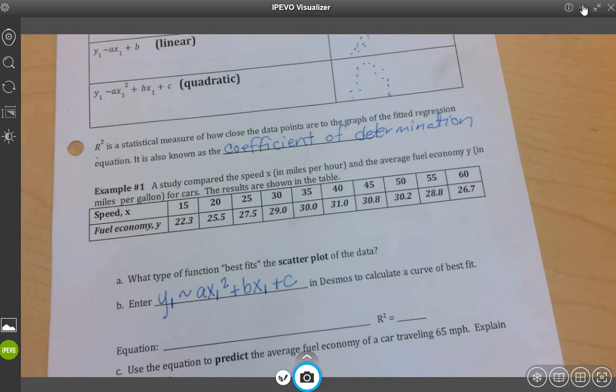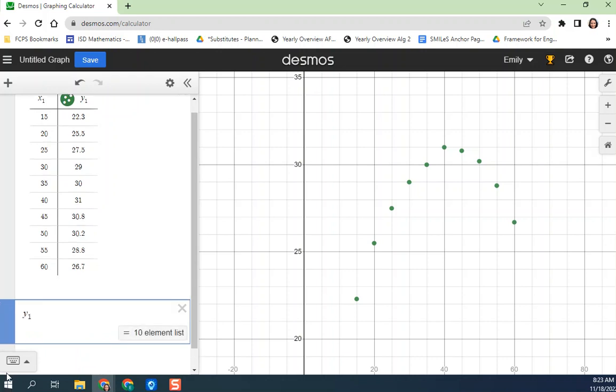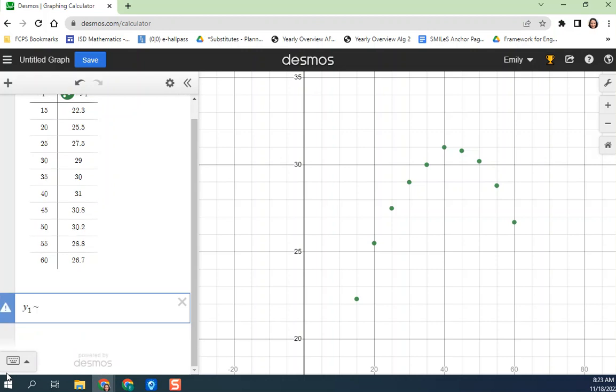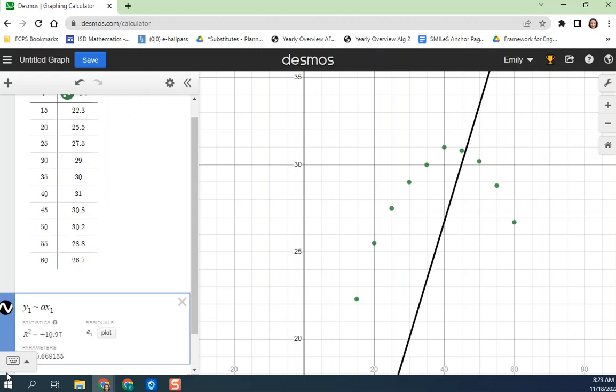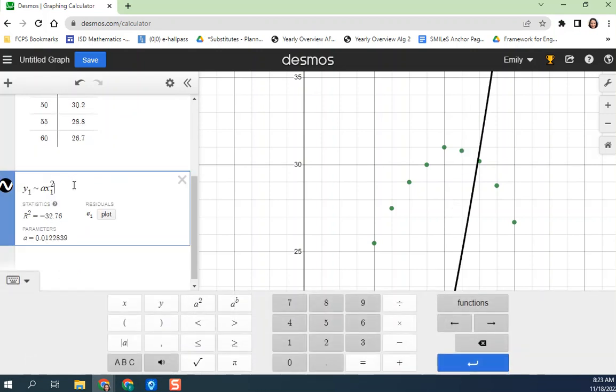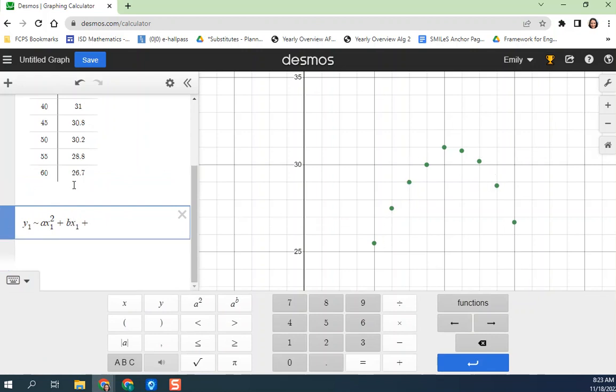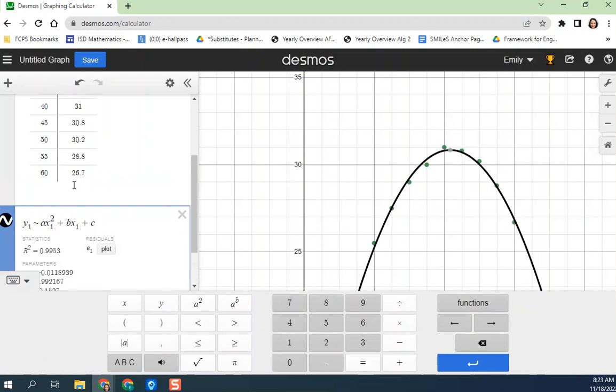All right, so now I'm going to go back and type that in Desmos. So below your table, go to the next line. You're going to type y. To get the 1 to go low, you don't have to do anything special, just press the 1. The tilde is next to your number 1 key. Do shift in that key to get your tilde. a x1, and then you can get your squared from the keypad. And then plus b x1 and plus c. Look at that beautiful parabola it gives you. So nice.